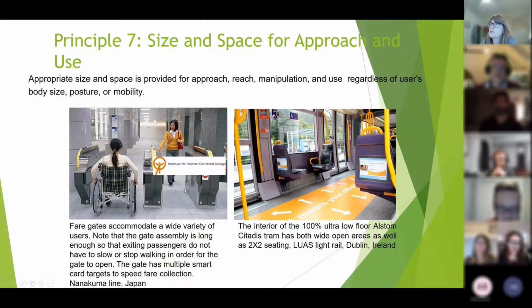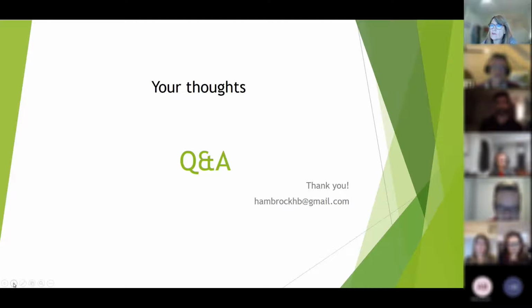Right, and then the next principle is size and space for approach and use. Okay, this is really very physical, size and space, but maybe one can also look at it from a designer perspective. How much bandwidth do you want to use? Things like that. Okay, so those are the basics.